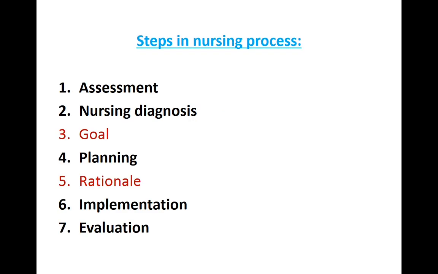So the basic steps are assessment, nursing diagnosis, planning, implementation, and evaluation. These are the basic five steps of the nursing process. While writing the nursing care plan, we also write the goal, and for each and every planning we write the rationale also. So this you are doing. Some of you are even making mistakes in writing this also. Please be a bit careful.